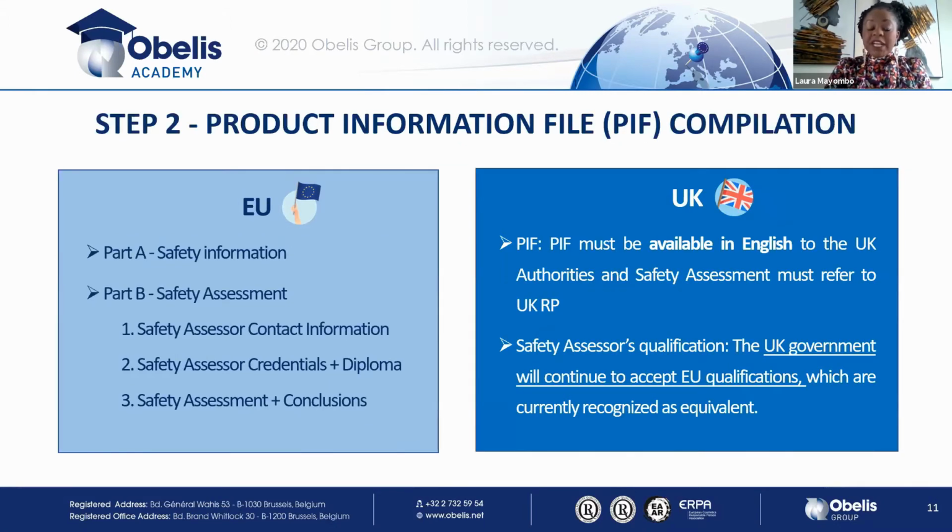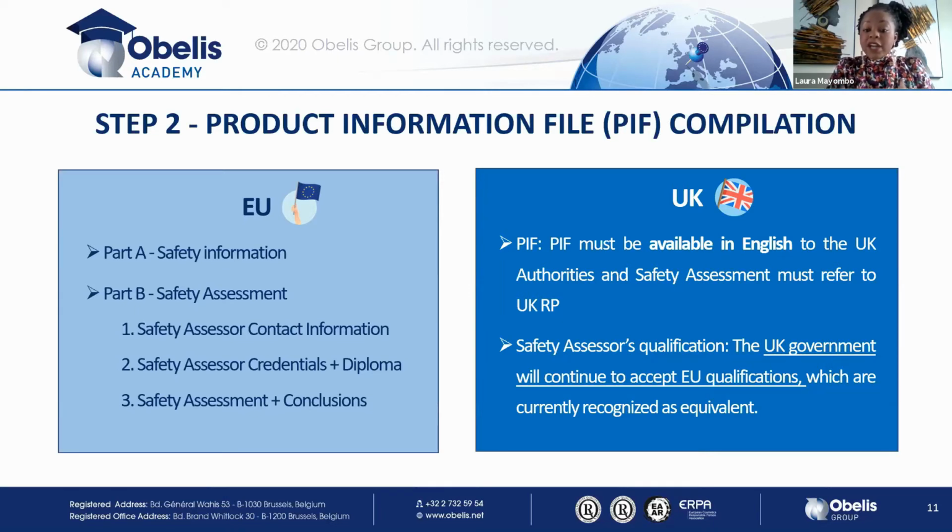Step 2 is generally to start compiling the product information file. In EU, the product information file has 2 parts. Part A, the safety information, which are the formula, the MSDS and certificate of analysis regarding the ingredient, finished product, test results, good manufacturing practices, the labels, etc. And then you have part B, the safety assessment that is drawn up by a safety assessor with specific credential and diploma recognized within the European market.